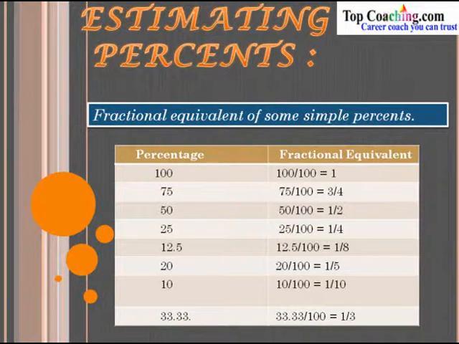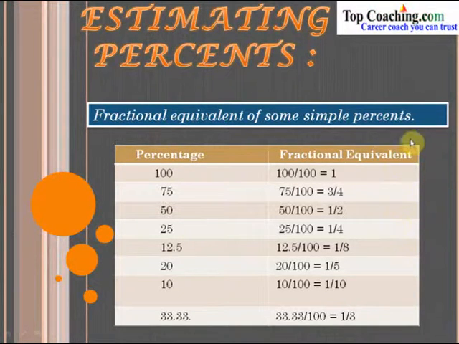So 1 by 2 is equivalent to 50%. Similarly, 25% would be equal to 25 by 100, which is equal to 1 by 4. 12.5% would be equal to 12.5 divided by 100, which is equal to 1 by 8. 20% would be 20 divided by 100, equal to 1 by 5. 10% is 10 divided by 100, which is equal to 1 by 10. 33.33% is equal to 33.33 divided by 100, which is equal to 1 by 3. So these are some of the fractional equivalents of some important percentages.